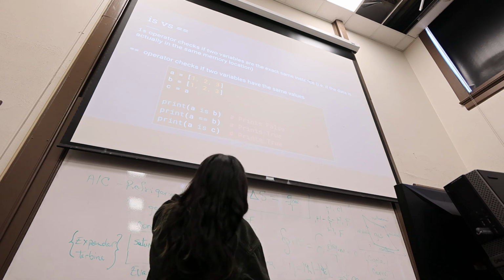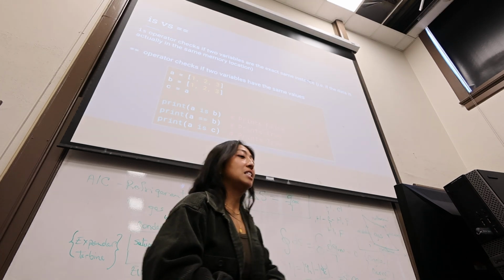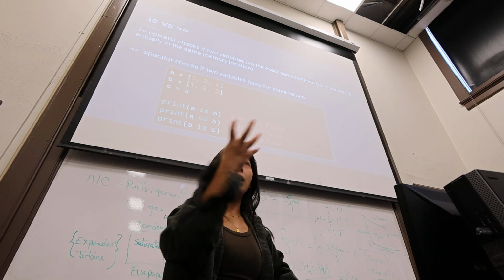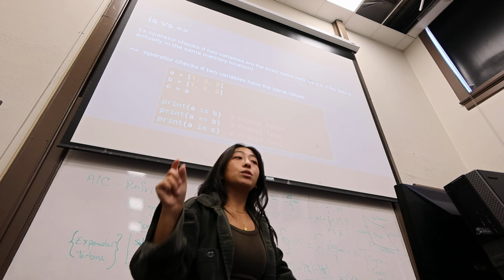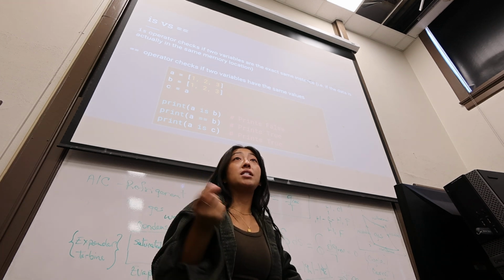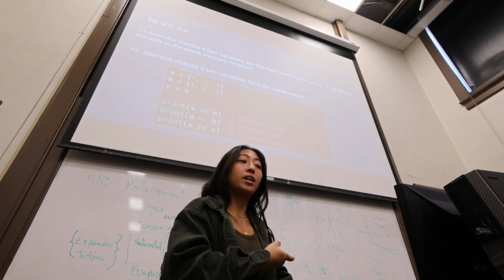So the is operator checks if two variables are in the exact same instance, meaning that they're in the same exact memory location where it's stored. The equals operator, remember, checks if two variables have the same value. And we've seen this before, right?